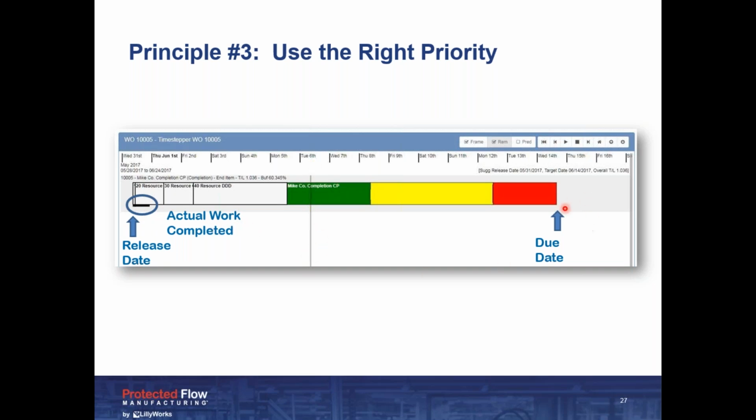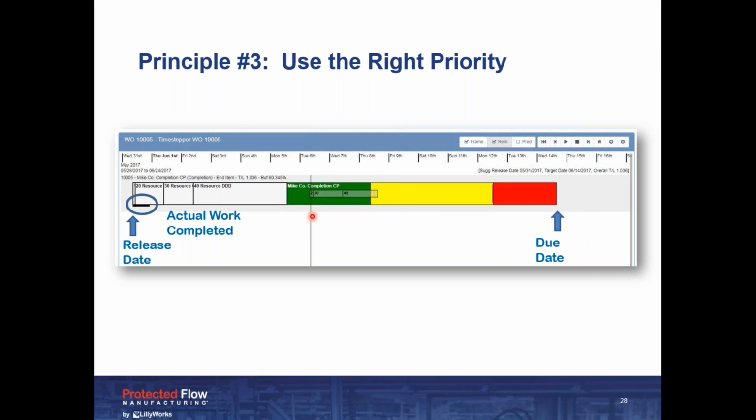Today is right here. It's my due date, right? But today is right here. So the remaining work looks like that. This is the other half of operation 20, 30, and 40 still have to be done, okay? So here's the work remaining.